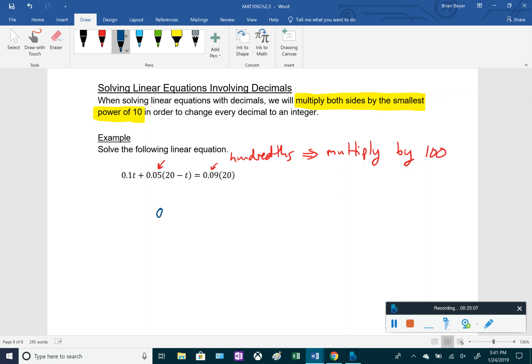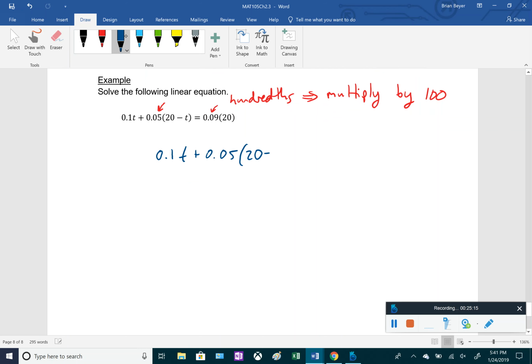So I'm going to rewrite this for room's sake. 0.1t plus 0.05 times 20 minus t equals 0.09 times 20. So we're going to multiply both sides by 100. Probably looks a little messy. So let's see what happens.